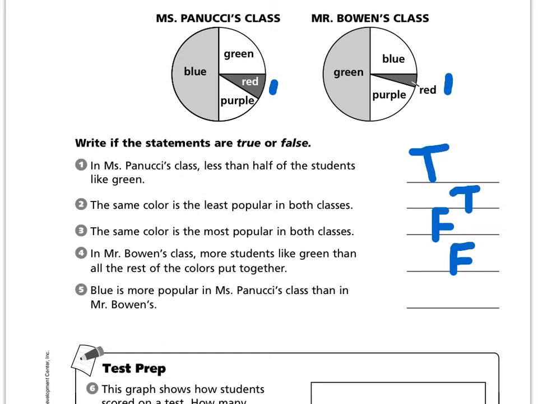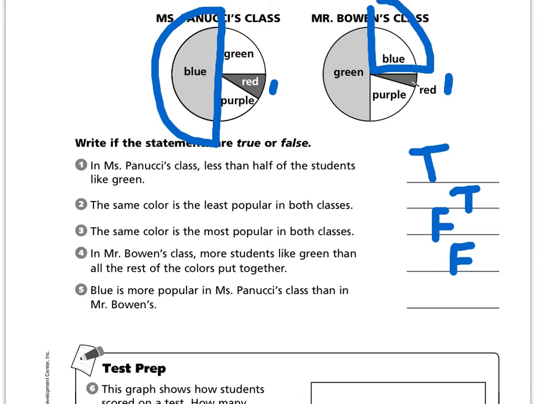Number 5, blue is more popular in Miss Panucci's class than in Mr. Bowen's class. So look at Miss Panucci's class, and half of it is blue. And then Mr. Bowen's class, I can see that this piece of the pie is much less than half of it. So blue is more popular in Miss Panucci's class than in Mr. Bowen's class.